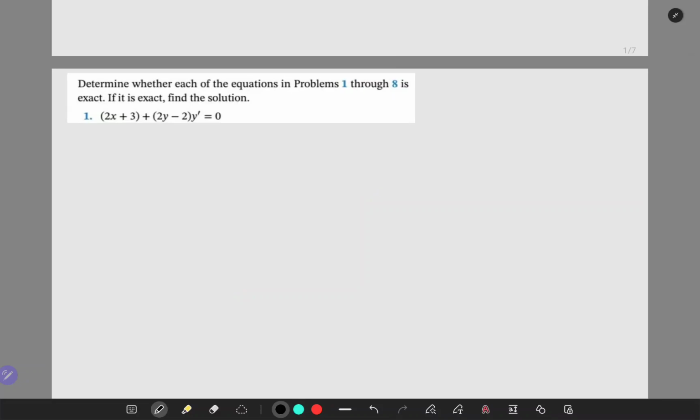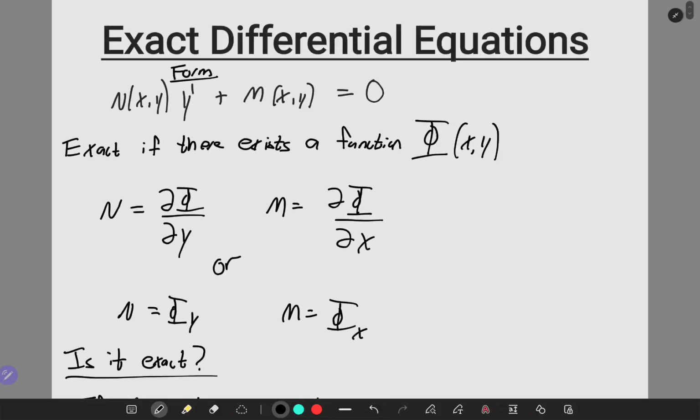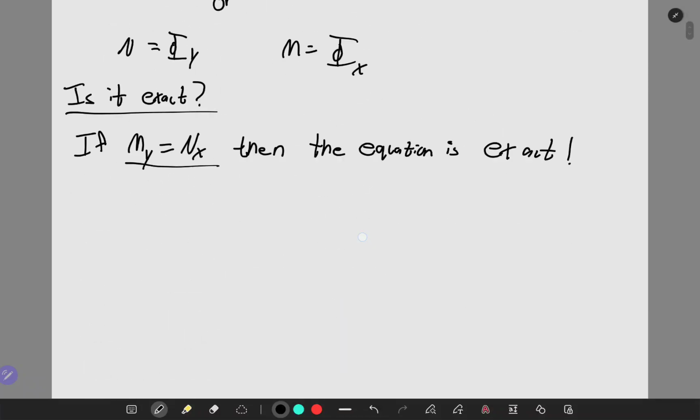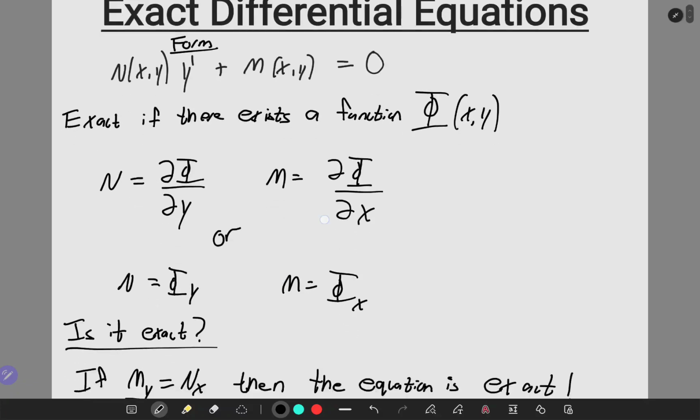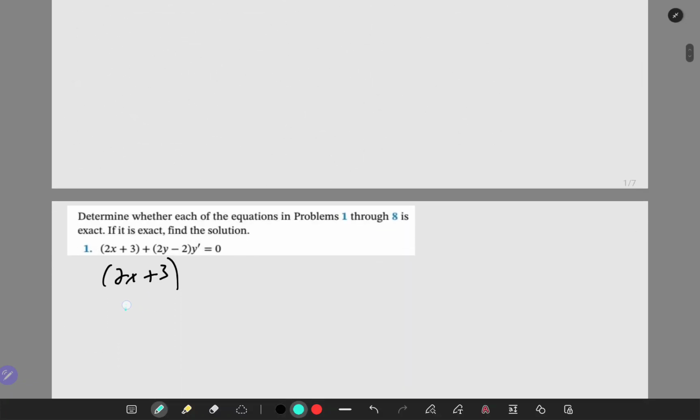So now if you look back up to our form here, we have n times y prime plus m. Let me rewrite this. We have 2x plus 3, this would be our m, plus 2y minus 2, that's our n.